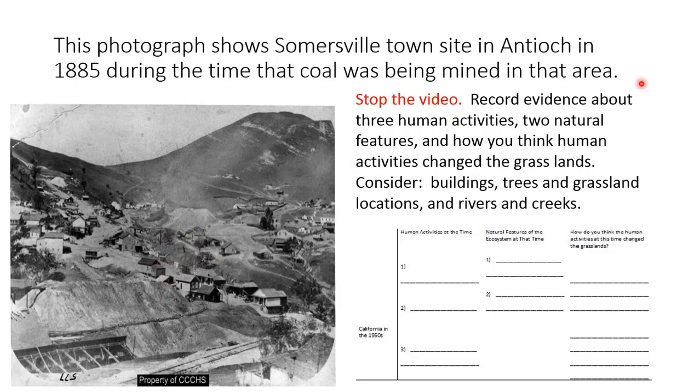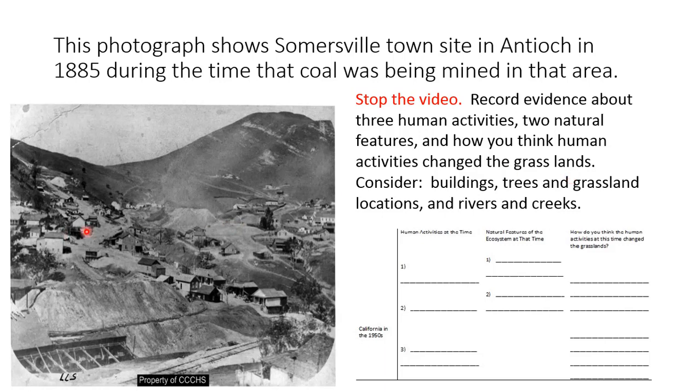So stop the video and record evidence about 3 human activities, 1, 2, 3, 2 natural features, and how you think the human activity changed the grasslands. Consider buildings, trees, grassland locations, rivers, creeks, etc.